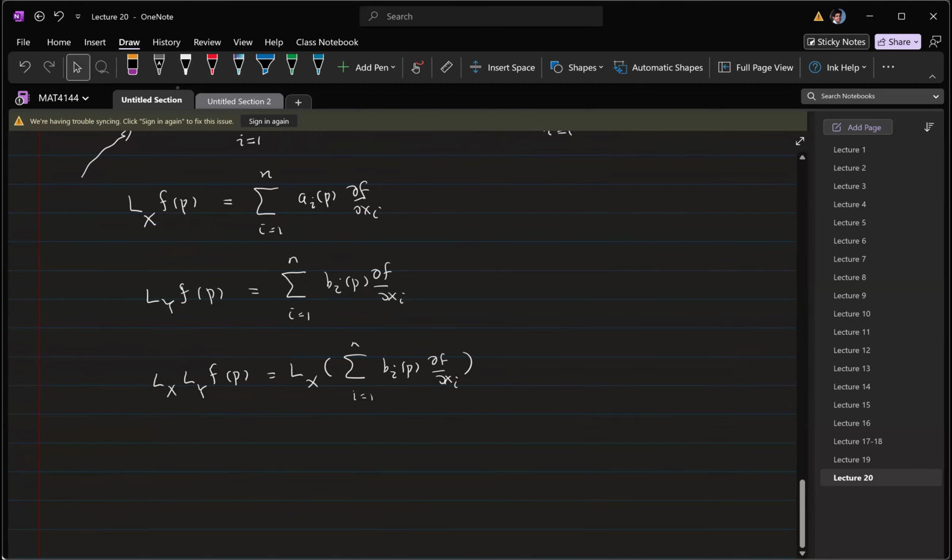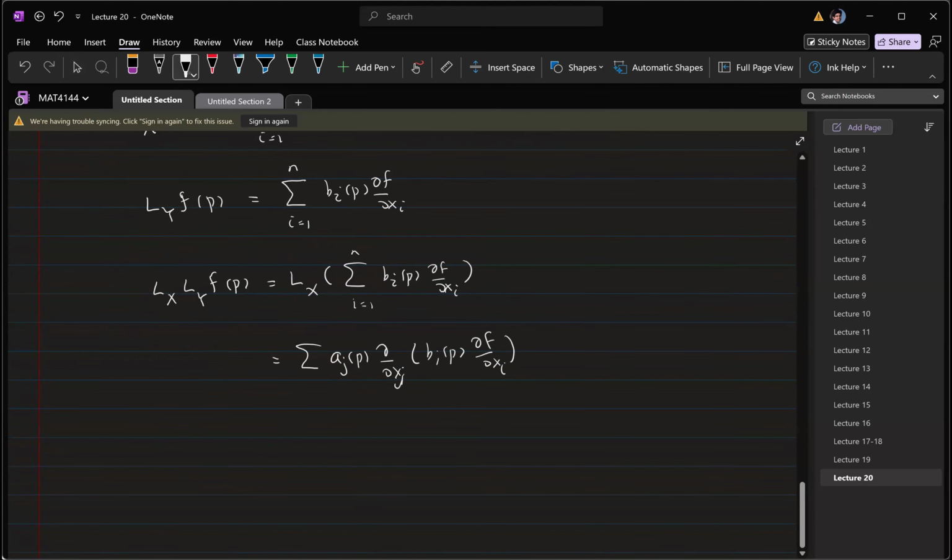But this I know how to compute. We have a formula for L_x f as well. So this is sigma d/dx, and maybe I should write the a_j. I forgot the a_j. So I have this a_jp d/dx_j of this b_ip df/dx_i. Now I have a summation over both i and j.